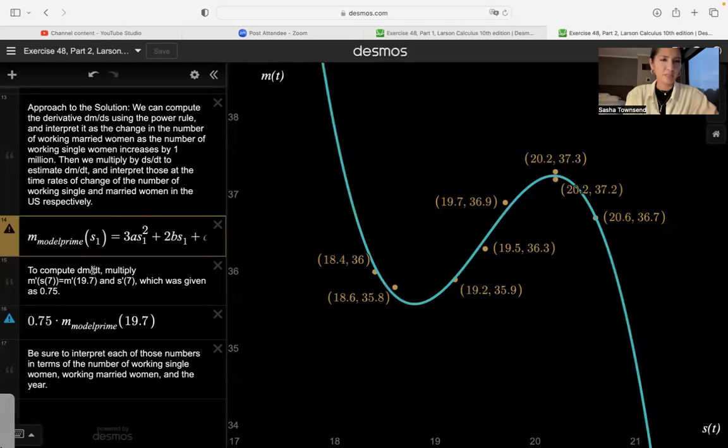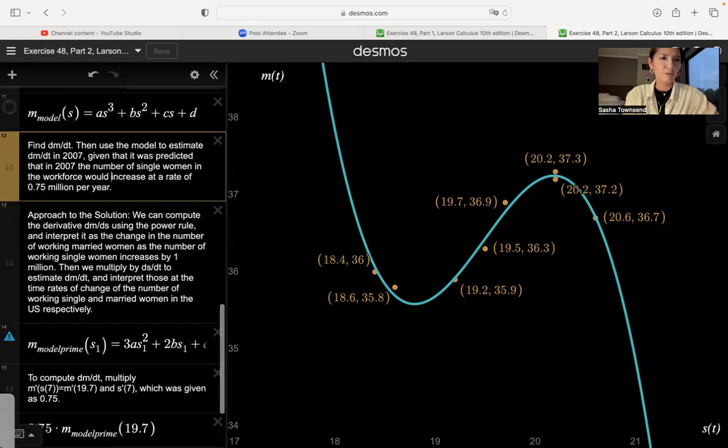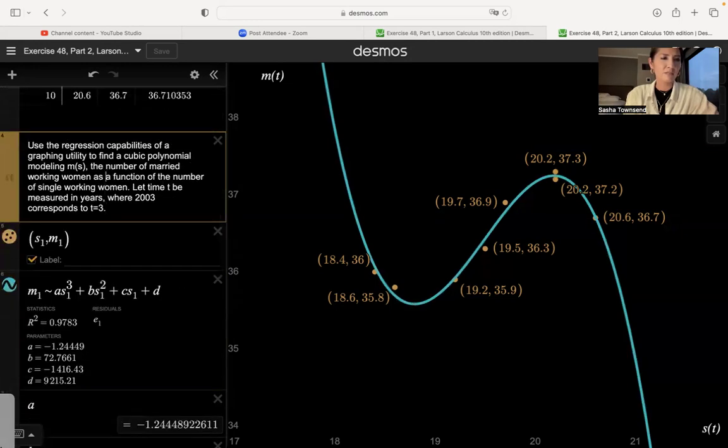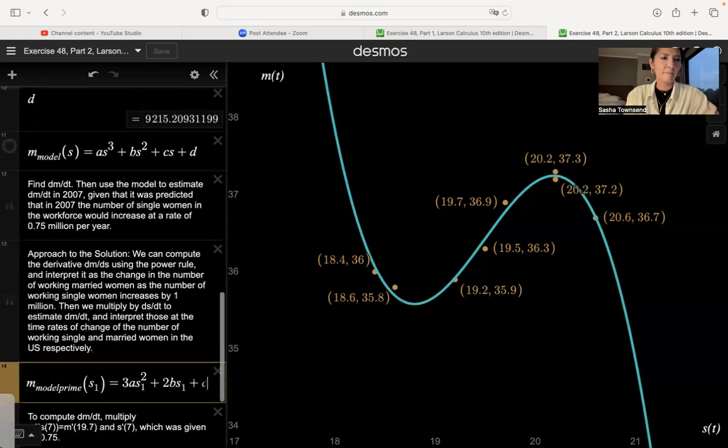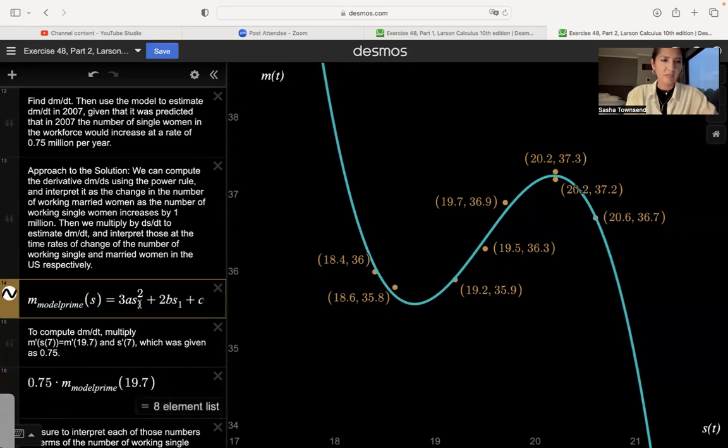And if I substitute in 19.7 for my s value and 0.75 for my ds dt, that is the value of dm dt. And it's giving me problems here and here. Can't use s1 as a parameter because you're using it for something else. Okay. I think I changed the roles of s and s1 at some point.